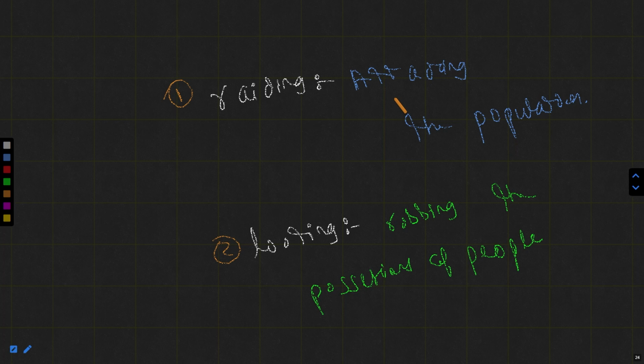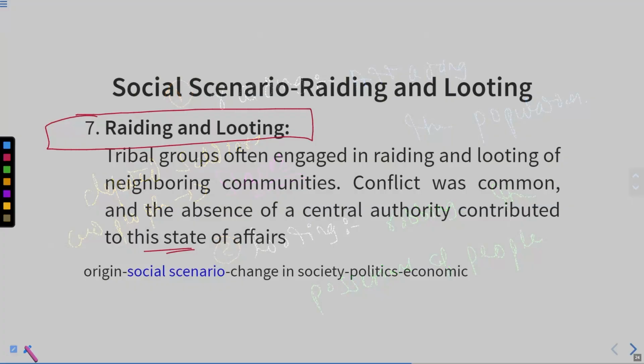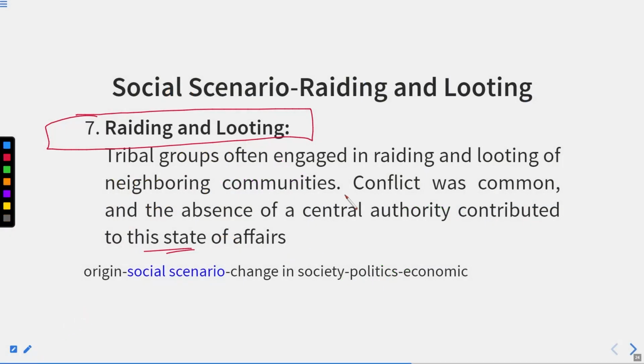First, to attack the group of population. Second, rob or snatch or grab the possessions they had so that you could fulfill your social, economical and political needs. Okay, even sometimes the defeated soldiers and people were taken as slaves. All right, so that's why there was widespread slavery. Okay, so remember, raiding and looting of the neighboring communities was very common, and because there was no central authority, this could not be handled efficiently.